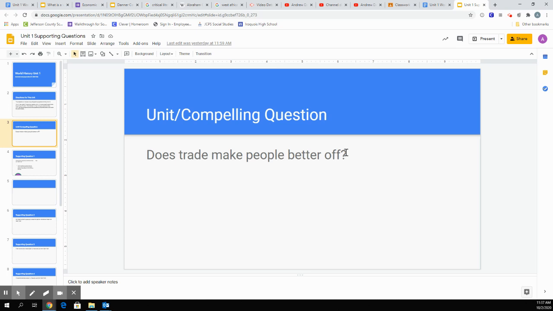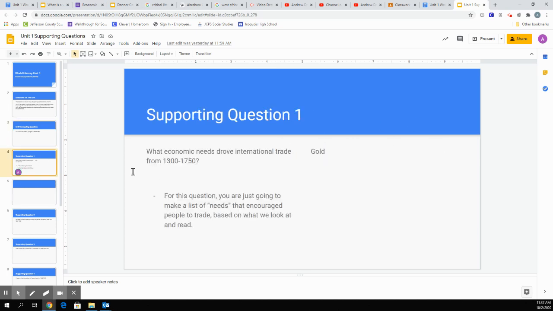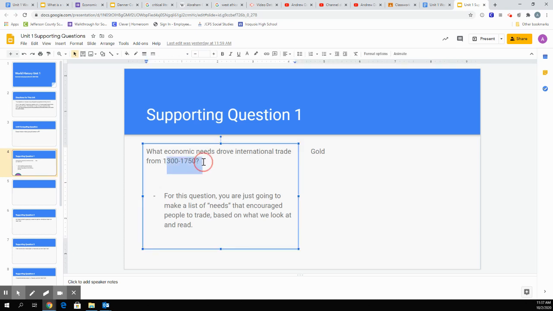So think about that, because we're going to connect that to today and how connected the world is today. But back then it was a lot harder to be connected. So does trade make people better off? And then what economic needs drove international trade during this time period that we're starting, 1300 to 1750? So again, what economic needs? Basically, how did people make money by trading? And so we're going to really look into that today.